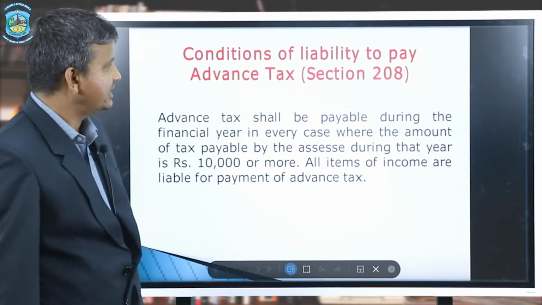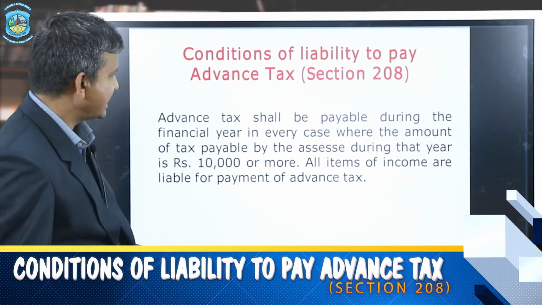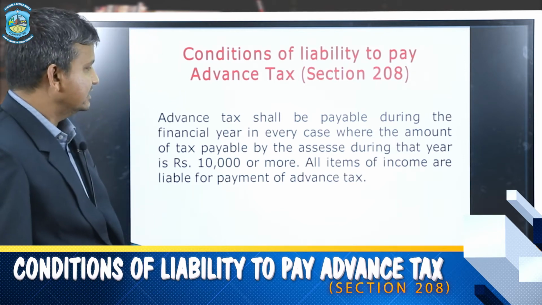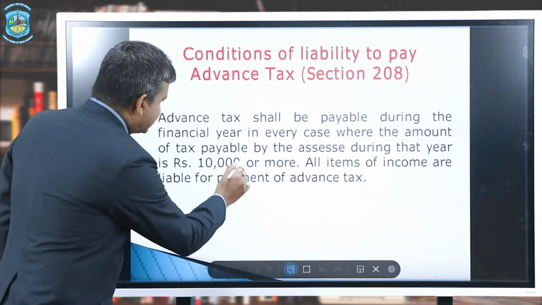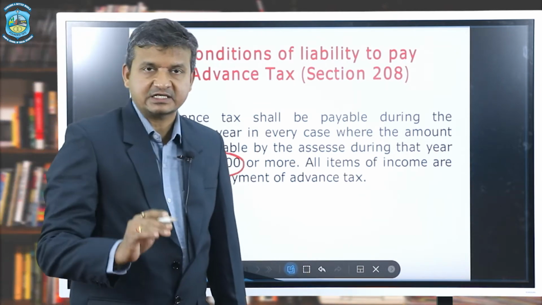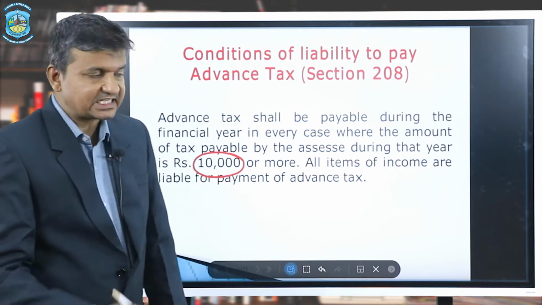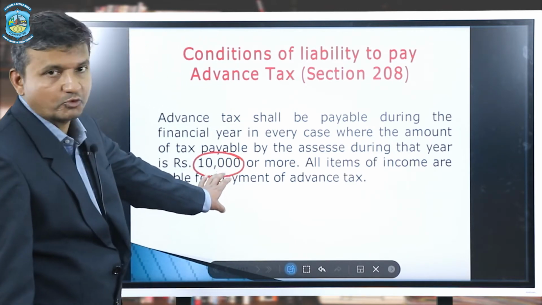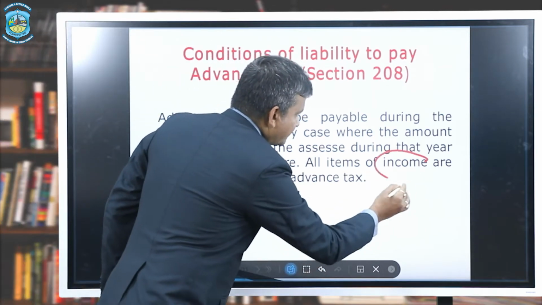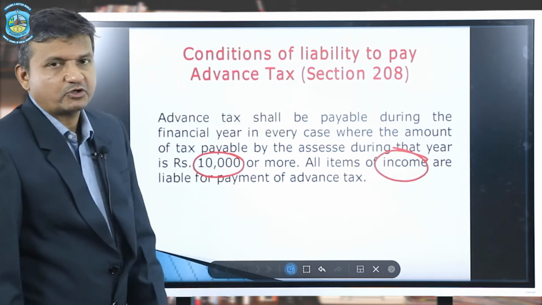Now, let's talk about the conditions of liability to pay advance tax. Advance tax shall be payable when the tax payable is more than rupees 10,000. So, your liability to pay advance tax only arises when the tax amount comes to 10,000 or more. And one more important point is that all items of income are liable for payment of advance tax.